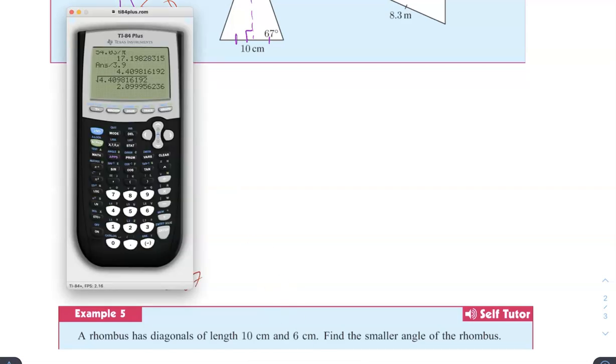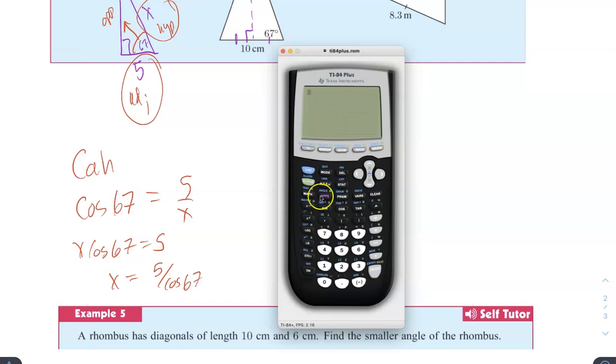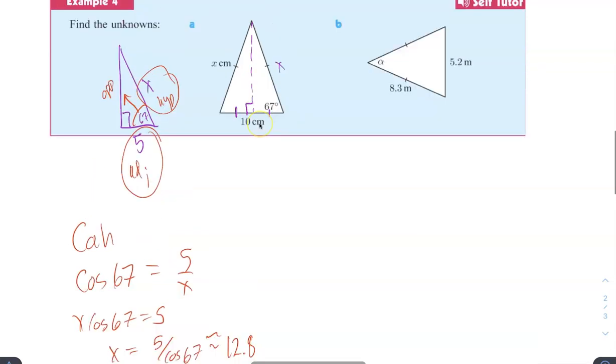Don't forget we use the calculator for that. Let's turn this on. When we do that, we want to make sure we're in degrees. See the degree sign there. So you go to mode. Make sure you're in degrees. Get out, and then 5 divided by cosine 67. So x equals 12.8. So that's the idea. Let's do the next one.